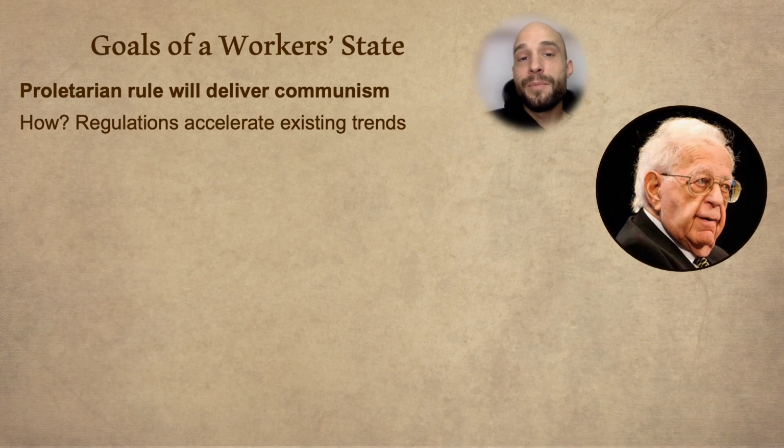How will proletarian rule deliver communism? According to Avineri, it does not rely on sudden revolutionary decrees to abolish capitalism overnight. Instead, the proletarian state accelerates trends already imminent within capitalism, guiding them to full development. Avineri interprets the manifesto's 10 regulations as exactly this kind of strategy. The goal isn't to invent entirely new institutions, but to create the economic and political conditions that render private industry and the coercive state gradually obsolete.